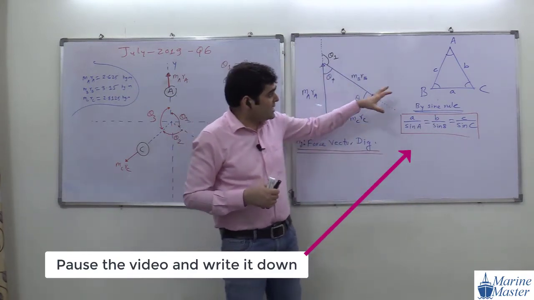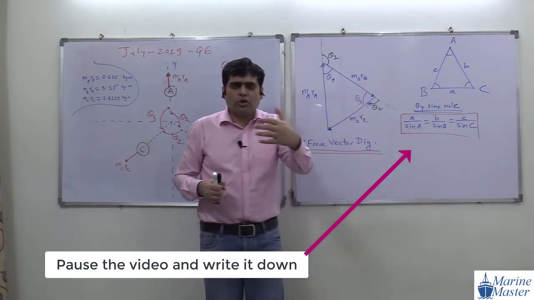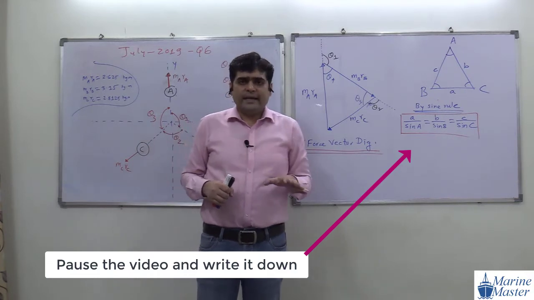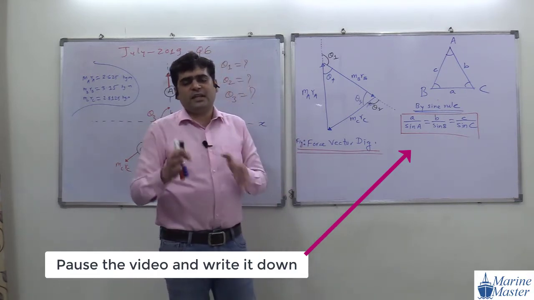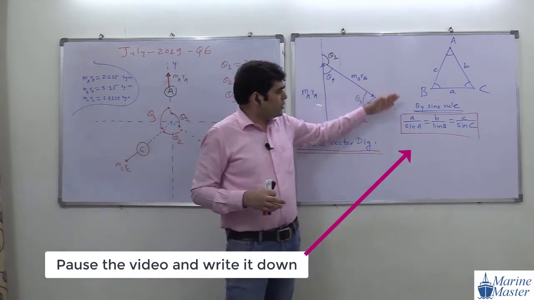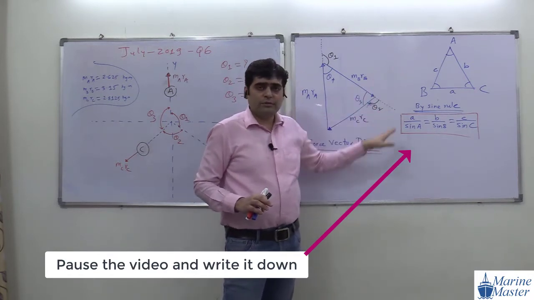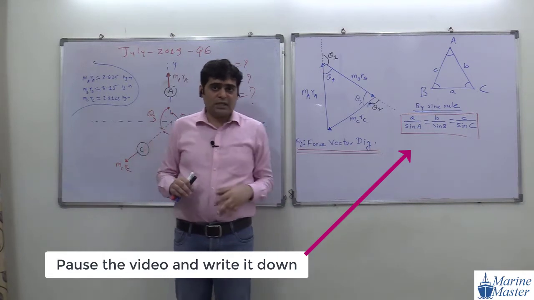Now we have to memorize this sine rule and cosine rule. For a lot of questions we have to use them in relative velocity. So wherever there is a triangle, we are going to use sine rule and cosine rule. Okay, please draw this drawing and write down this sine rule. Then I will explain what is meant by cosine rule.